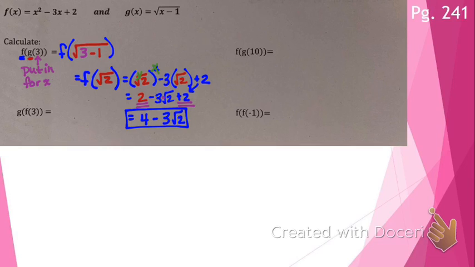For any of the composition problems, if they want to know, are they inverses? That's where you take it and stuff it inside. If they give you a number, you're going to put that number into the inside one and then evaluate.